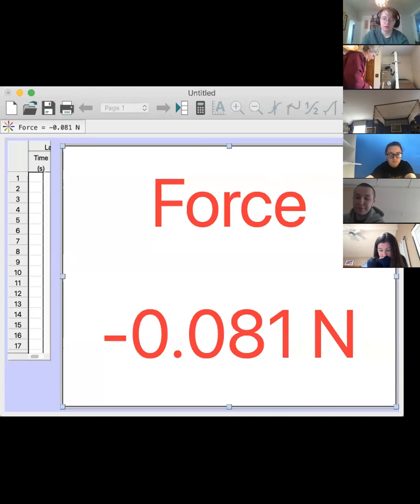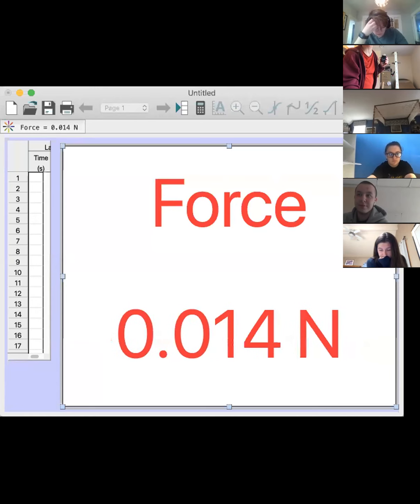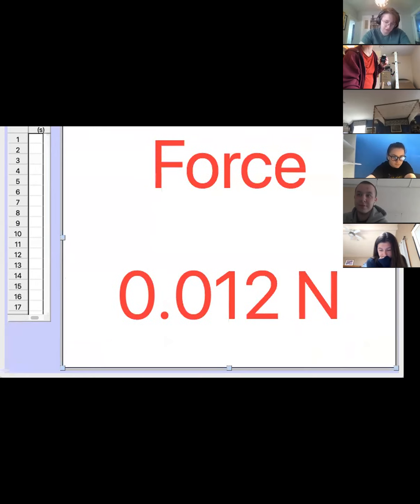So let me get my force sensor. I'm not seeing my screen properly, I think. Oh, there it is. It's down there. Okay, I'm going to move that up. There we go. All right, so I'm going to hold this in place, and I'm going to zero the sensor in the position that I want to use it.